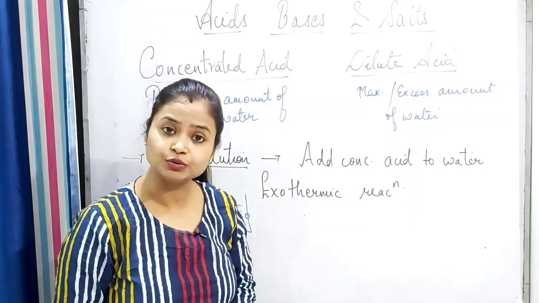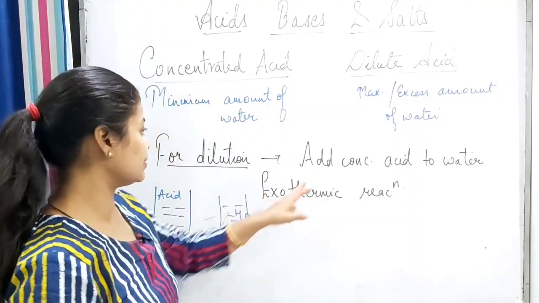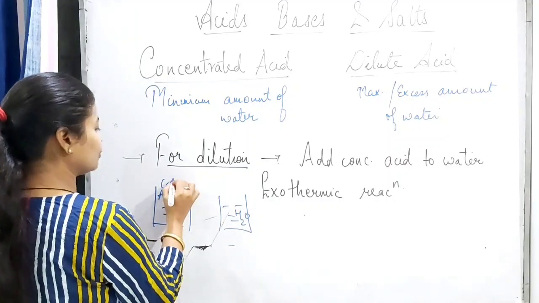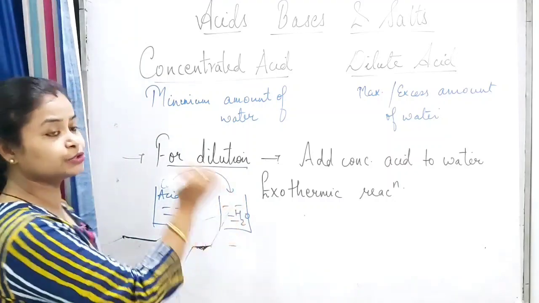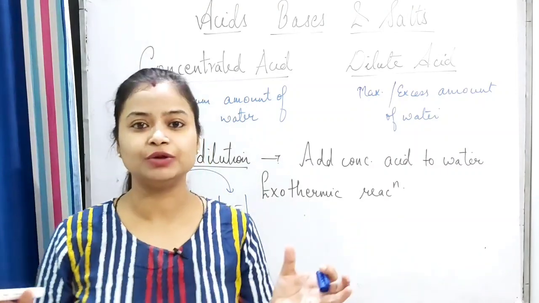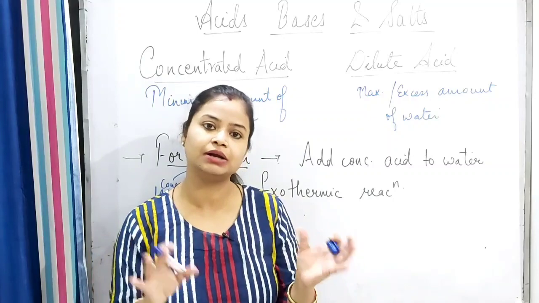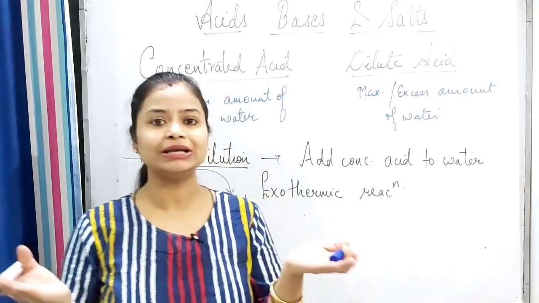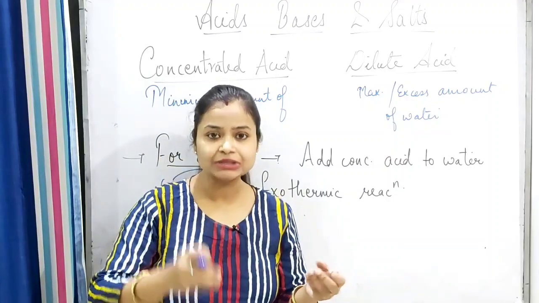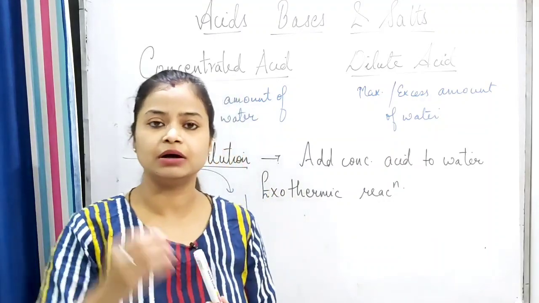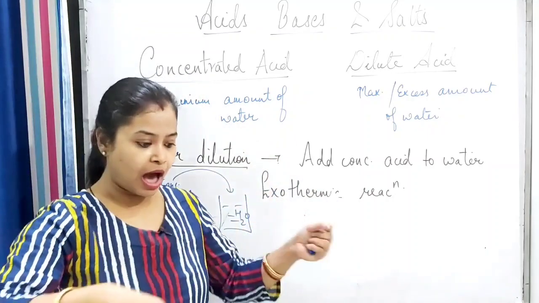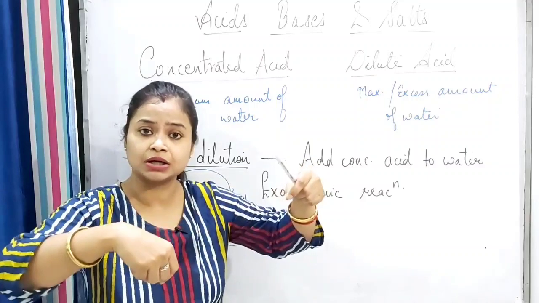If I want to dilute it, listen carefully. Whenever you want to dilute, you always have to add concentrated acid to water. Whatever, for example, if we want to dilute in 100 ml, we have to add 100 ml water. So we'll take around 100 ml water, and then slowly, little by little, we will add the acid in it with continuous stirring. Keep adding, and keep stirring continuously.